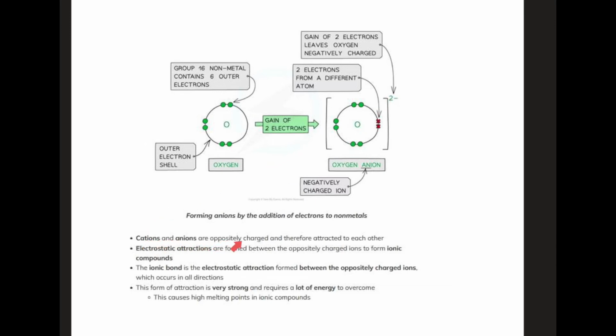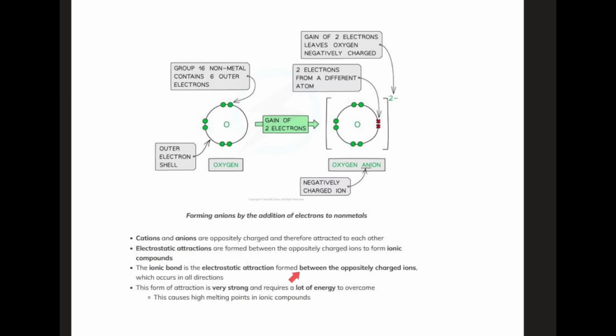Now, cations and anions are oppositely charged and therefore attracted to each other. That is how the ionic bond is formed, because of the attraction between the positive ion and the negative ion. We call this attraction electrostatic attraction, between the positively charged ion and the negatively charged ion, formed between the oppositely charged ions to form ionic compounds.